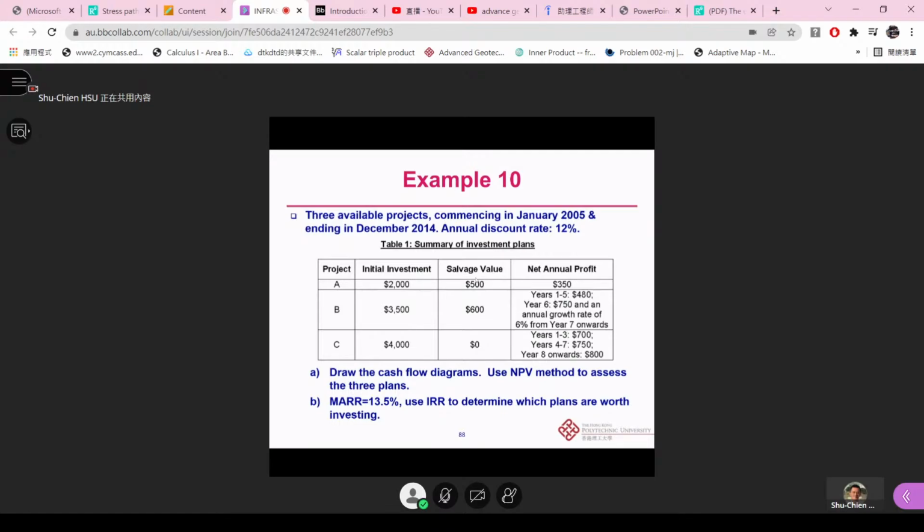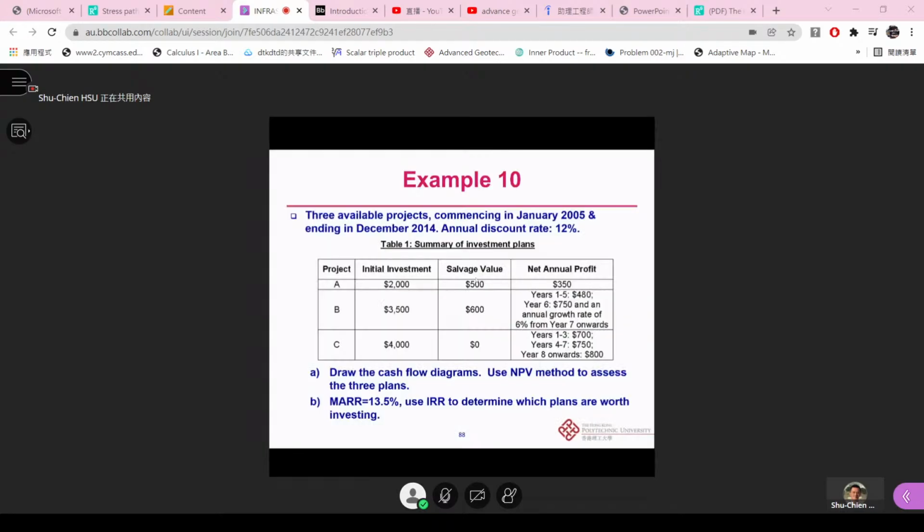For project C, the initial investment is 4,000 and the salvage value is 0, but it has a net annual profit from year 1 to year 3 of 700, year 4 to year 7 of 750, and year 8 onward is 800.